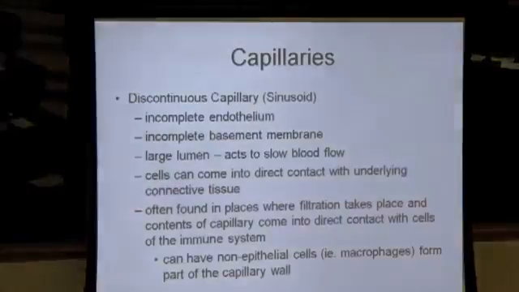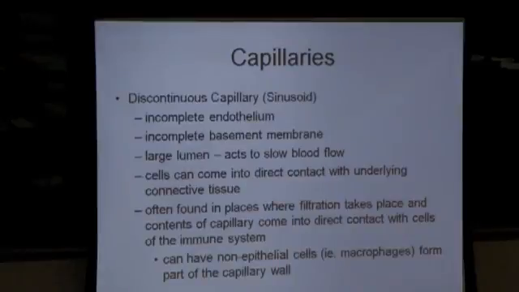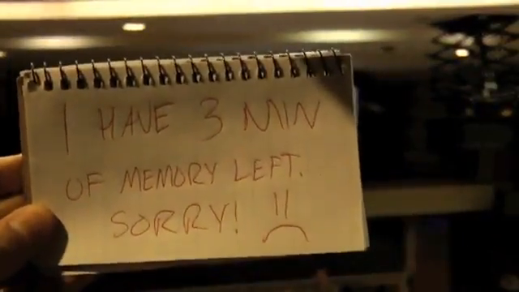All right, so discontinuous capillaries are also known as sinusoids. These are wider and larger. They have a large lumen. They tend to be used to help filter things. The wider lumen acts to slow down the flow of blood.